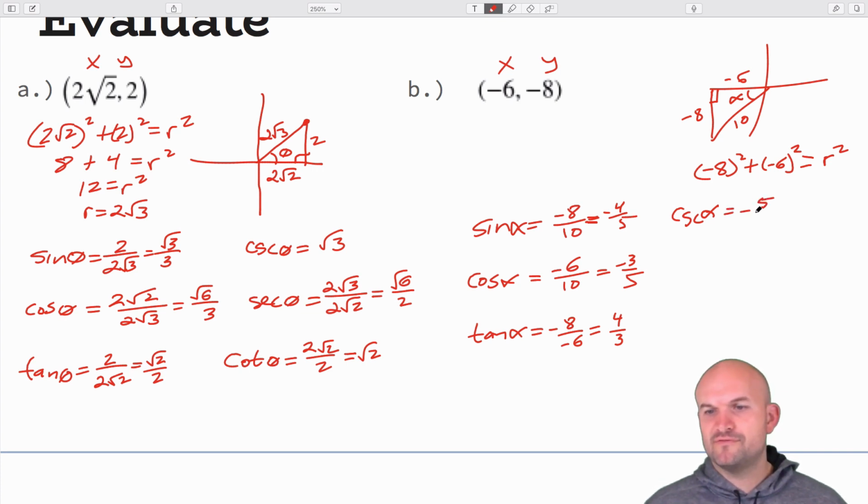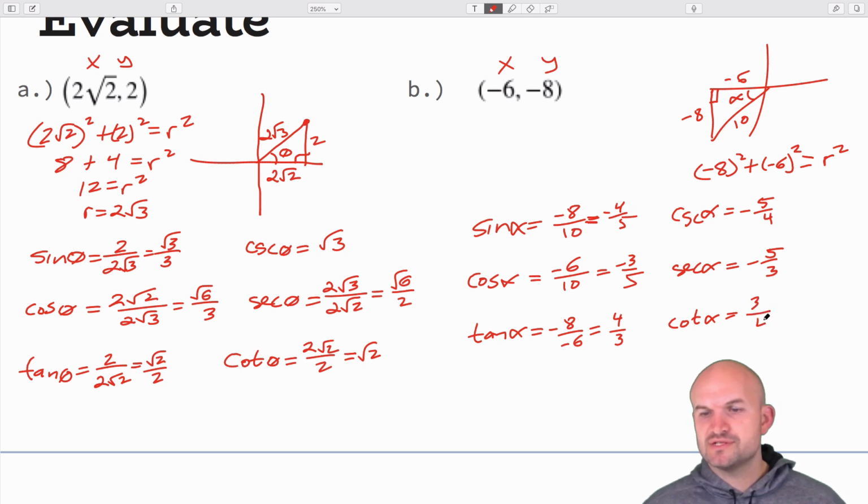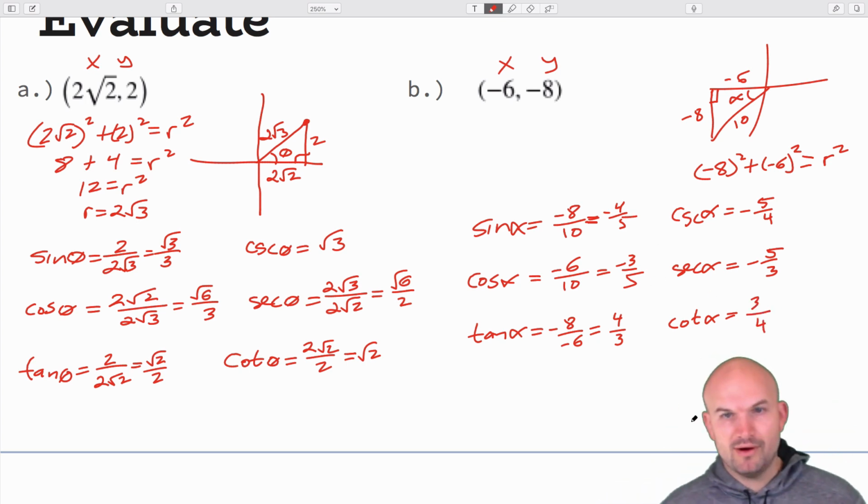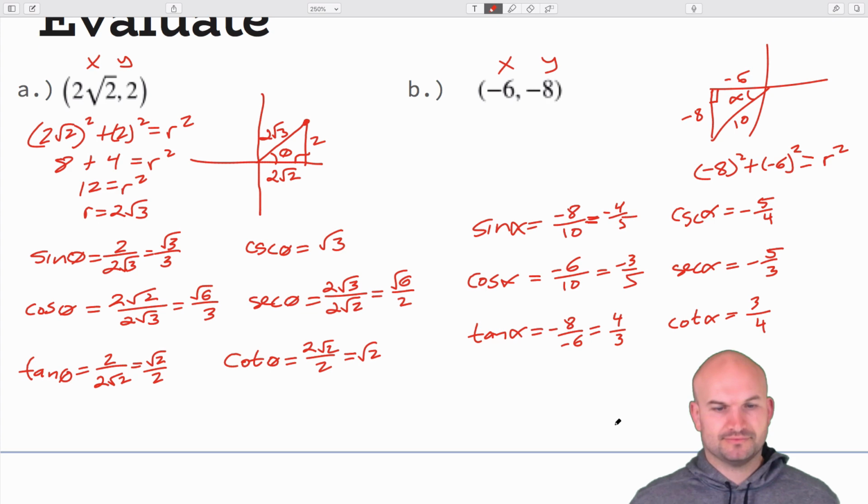So -5/4. For the secant, it's going to be a -5/3. And for the cotangent of x, or cotangent of theta, alpha, it's going to be a +3/4. So you can see once you've already kind of done the work once, you can really evaluate.